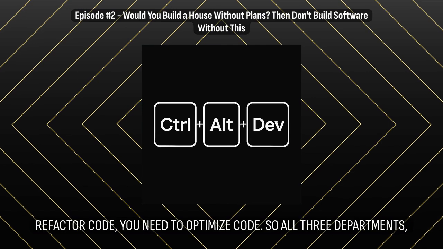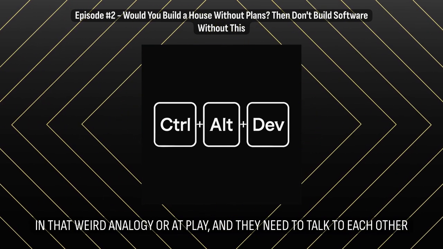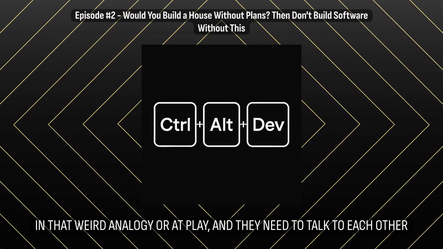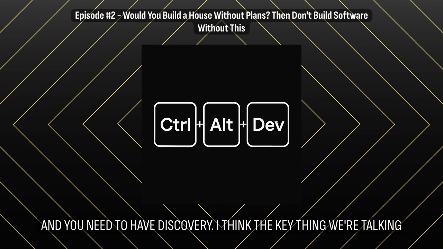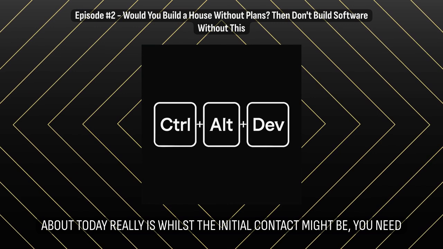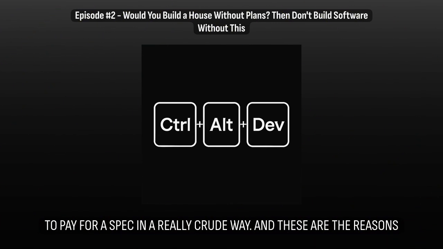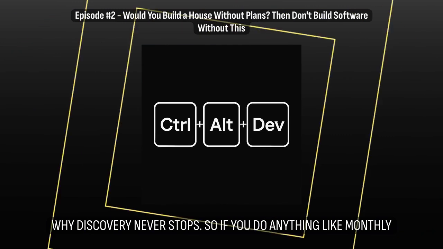You need to refactor code, you need to optimize code. So all 3 departments in that weird analogy are at play, and they need to talk to each other. And you need to have discovery. I think the key thing we're talking about today really is, whilst the initial contact might be you need to pay for a spec in a really crude way, and these are the reasons why, discovery never stops.